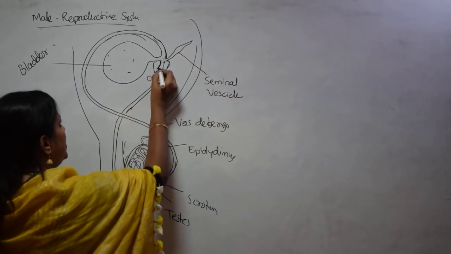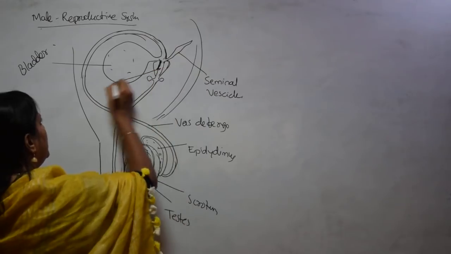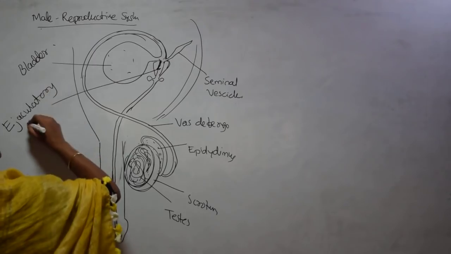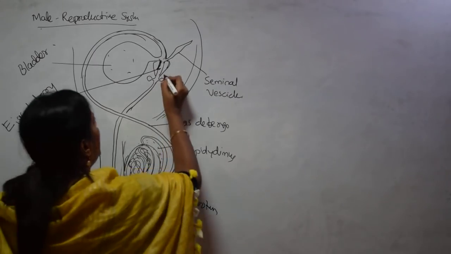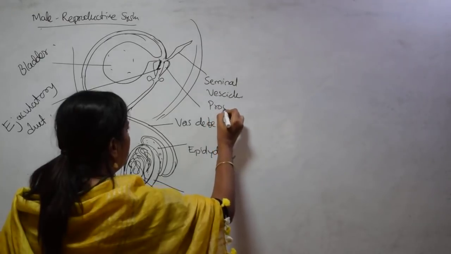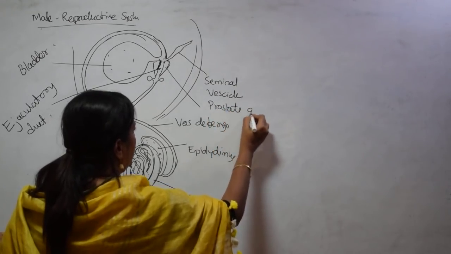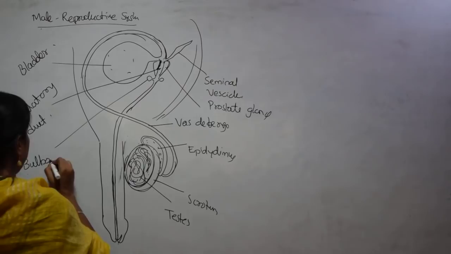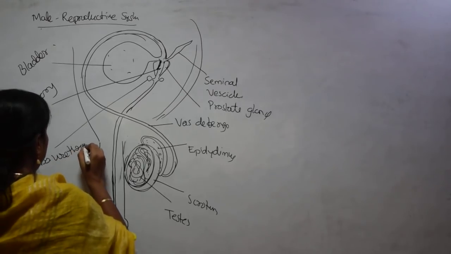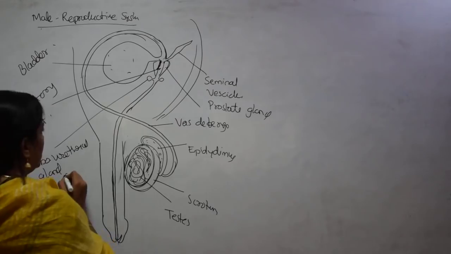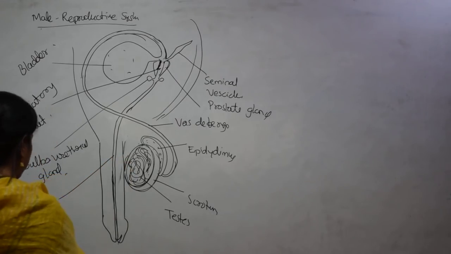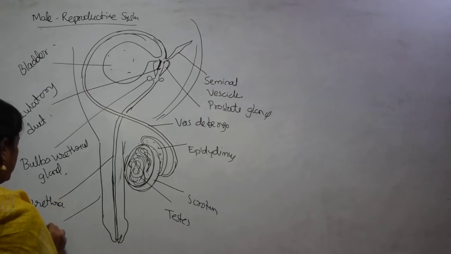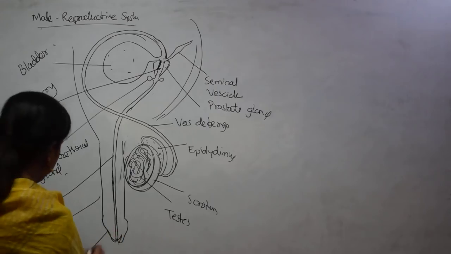Okay. And this is the ejaculatory duct, where all of them are opening. This is the ejaculatory duct. And the gland which is present here is a prostate gland. Prostate gland. And this is the bulbourethral gland. Okay. And then this is the urethra. And this is penis. And the tip of it, we call it as the glans penis.